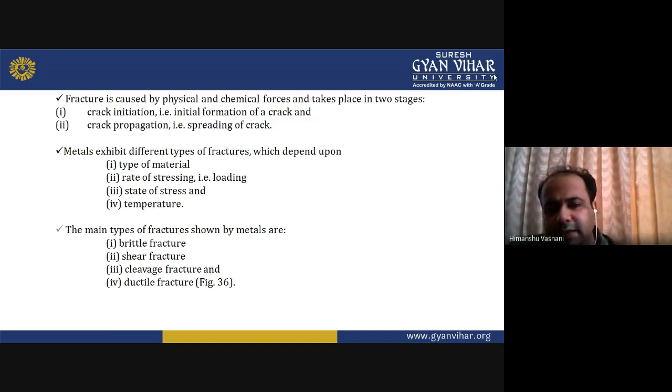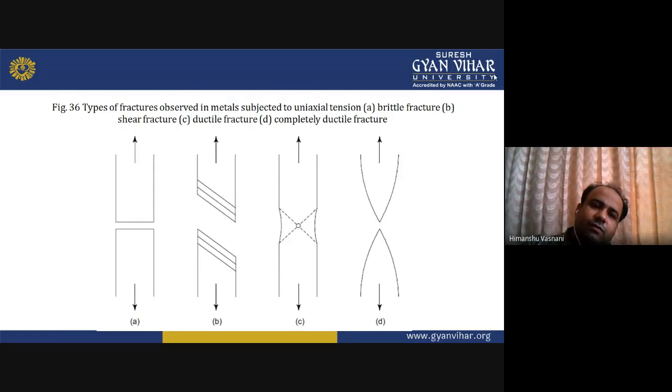Now the main types of fractures shown by metals are brittle fracture, shear fracture, cleavage fracture and ductile fracture. These four kinds of fractures I'll be showing you in the next diagram, which will be helpful to you. It shows the types of fractures observed in metals subject to uniaxial tension.